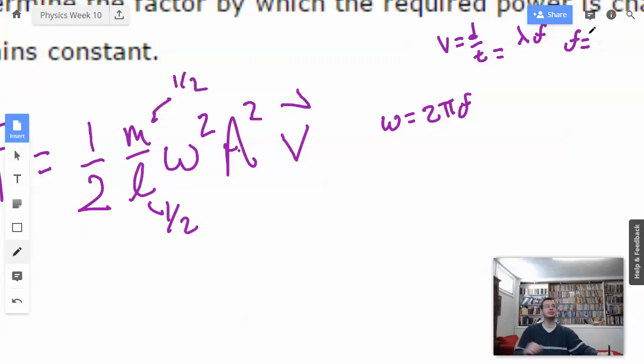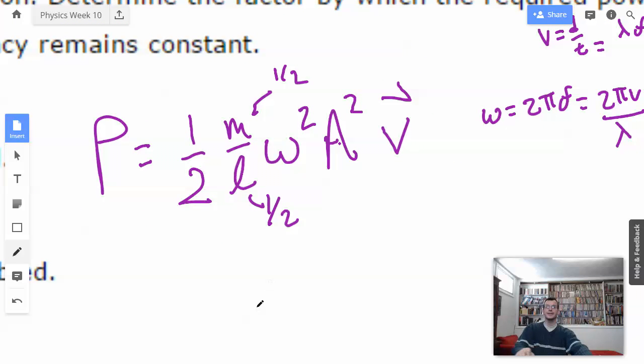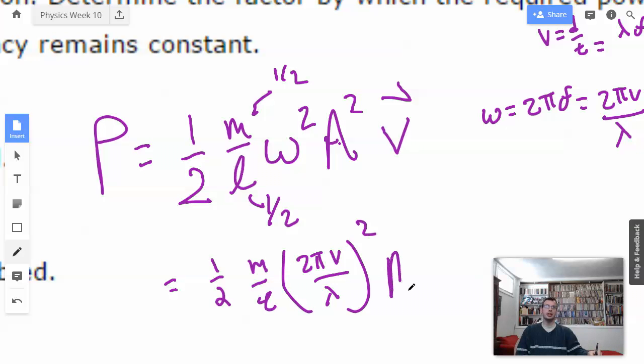Therefore, frequency equals velocity divided by wavelength. So omega equals 2 pi v over lambda. Okay? So then here we're just going to do 1/2 m over L, 2 pi v over lambda squared, amplitude squared, velocity.